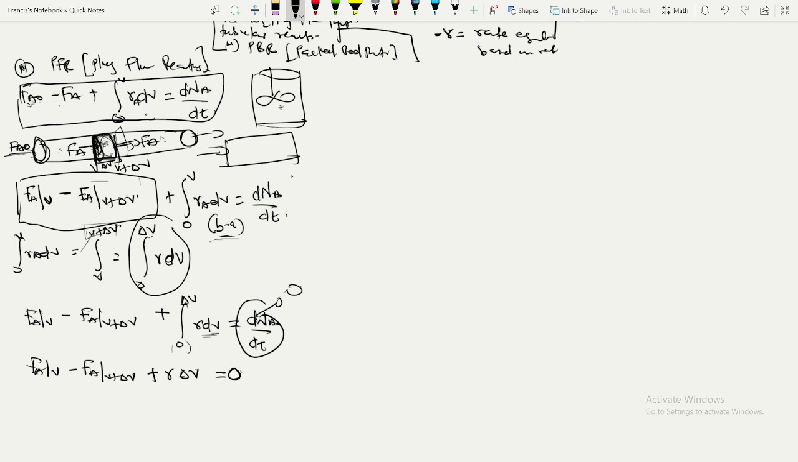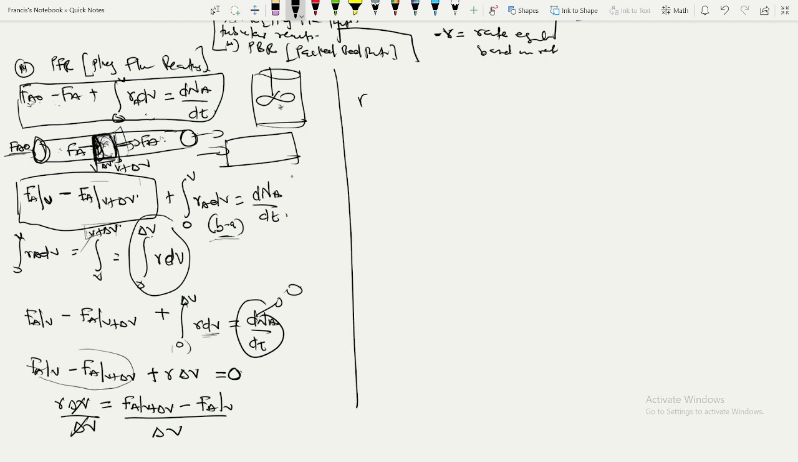When we arrange it well, let me arrange it so we can get something like, you can transpose the whole of this to the right hand side and we'll be getting R times change in V to be equal to FA at V plus change in V minus FA at V, all over change in V. And then we can get our R to be equal to FA at V plus change in V minus FA at V, all over change in V.